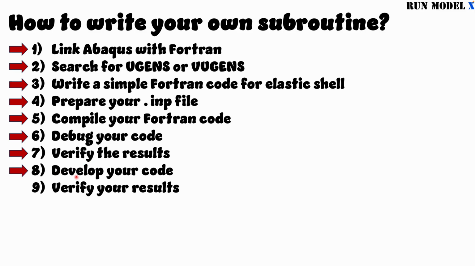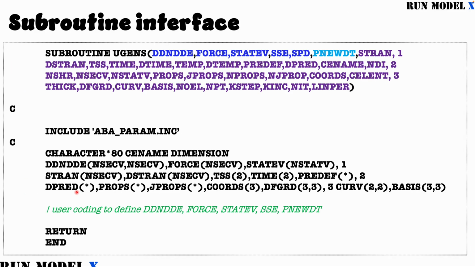And after that, you can develop your code for more complex problems, for instance, for nonlinear material, or for a nonlinear shape function of the shell, or any kind of more complex problem. And then again, you need to verify your final results based on the literature or a previous solution of the more complex problem. So this is the subroutine interface.